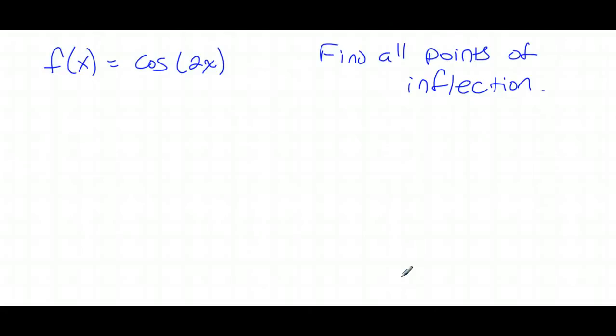So here we want to find all the points of inflection given the function f of x equals cosine 2x. Well, points of inflection we get from the second derivative. So first, let's start by finding out what the first derivative would be here.